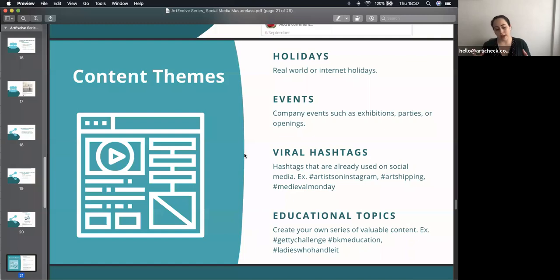So when we're thinking about content in these themes, we're not just considering, okay, what am I going to post today? We're considering, okay, what am I going to post for Medieval Monday, let's say, every Monday into the foreseeable future, every Monday for the next 6 months. So you don't actually have to worry every Monday, what are you going to put up? You know exactly what the theme is. And all you have to do is come up with a different concept each week.